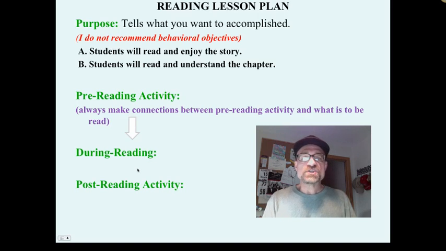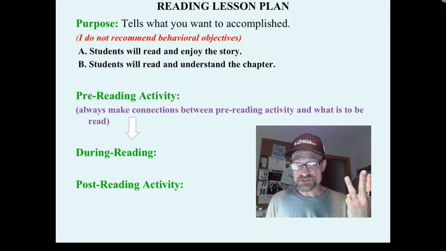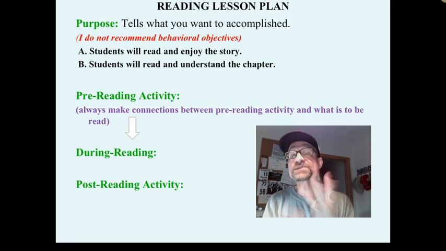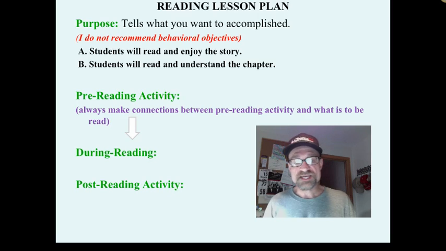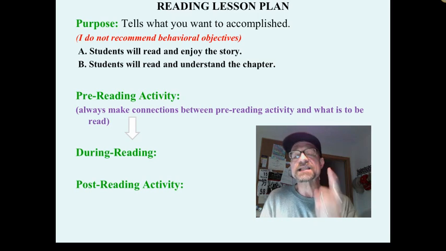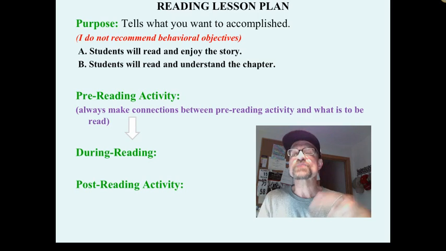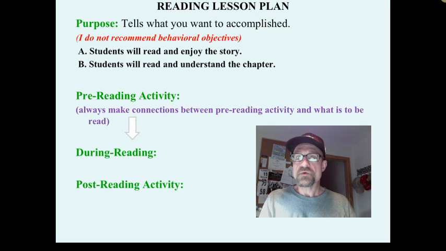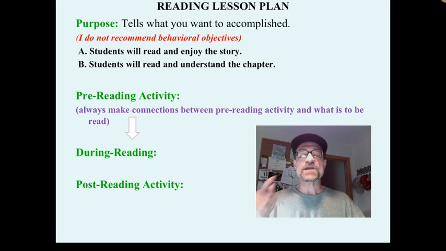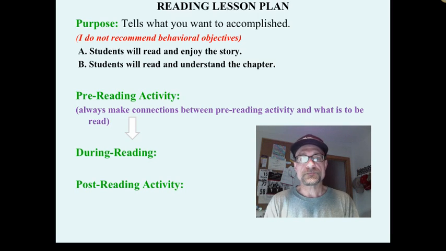The during reading describes exactly what it is or how students are going to go about reading. And this should be written so a substitute teacher could pick up your lesson plan and know exactly what to do. There should be 3 types of experiences here, and 3 only for now. There will be other times, but the first one is silent reading, and you will say students will read silently. Why silent reading? Because that reflects reality.